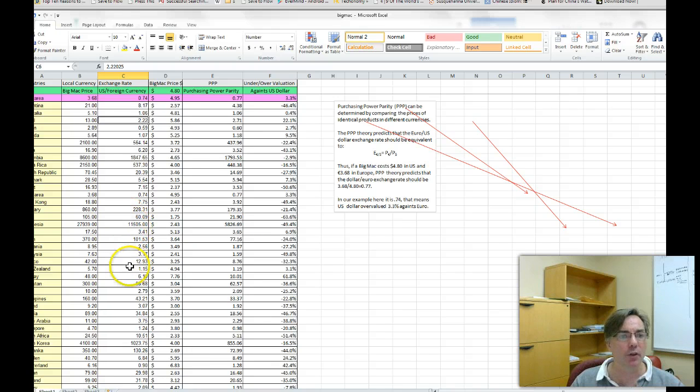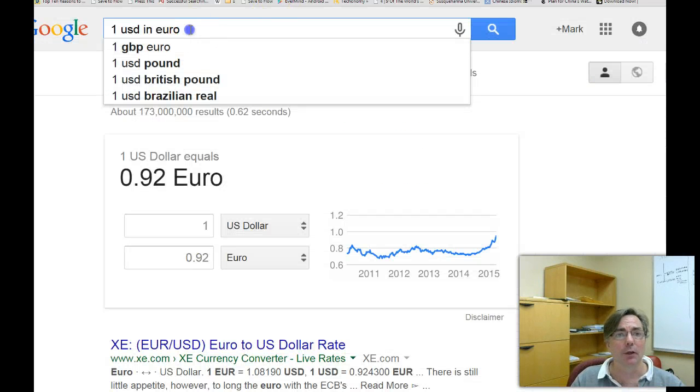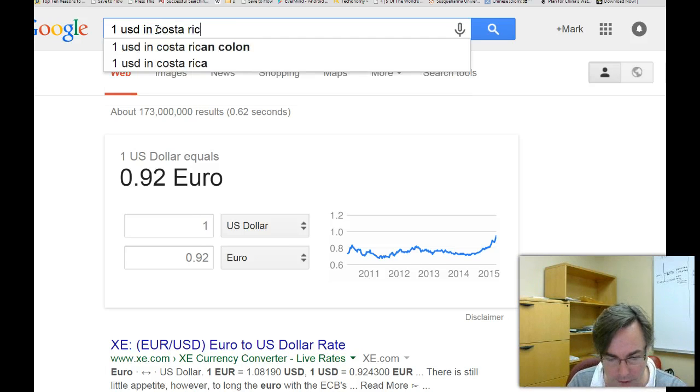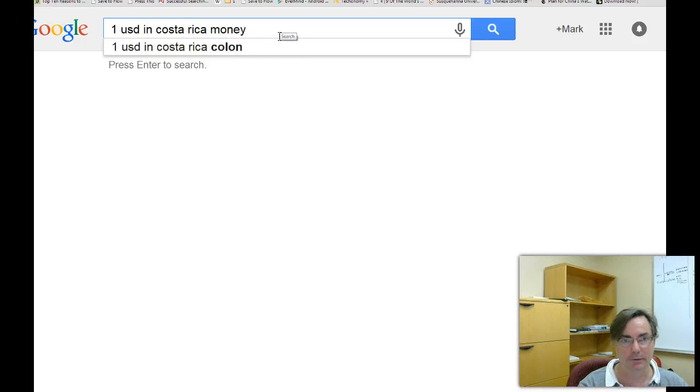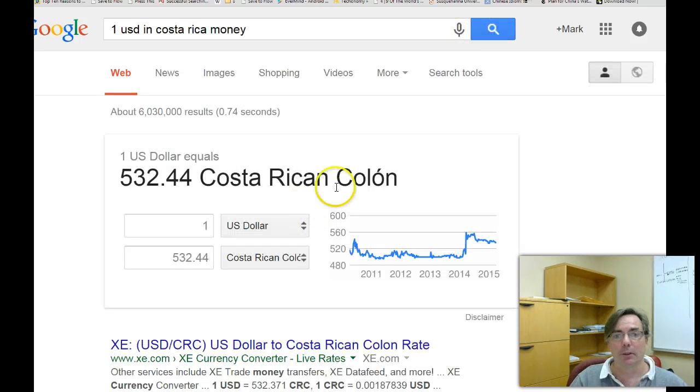Here's how to find the exchange rates quickly, especially if you don't know what the currency is known as. Your professor knows most of them, but he doesn't know the names of all of the currencies here. So like Costa Rica, go to Google. God bless Google. Type $1 in Costa Rica money. And guess what it gives me? Colon. Now we know.